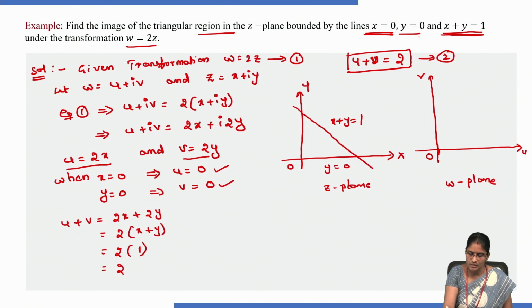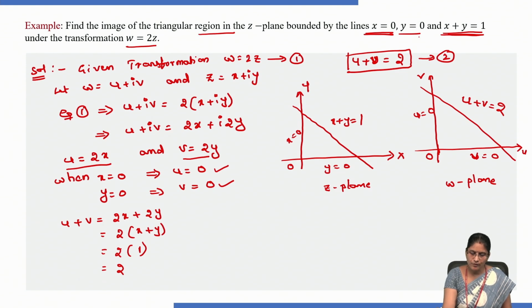On x-axis y is 0 and here on y-axis x is 0. Here in W plane also we have to take, on U axis V is 0 and on V axis U is 0. U plus V is equal to 2 is the line that represents it. In Z plane it is a triangle. In W plane we get the points U equal to 0, V equal to 0 and U plus V equal to 2. It also represents a triangle.